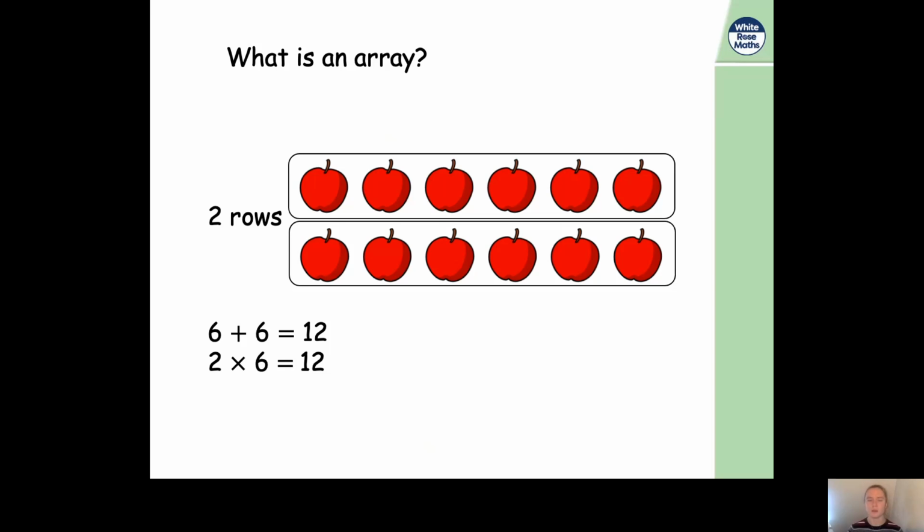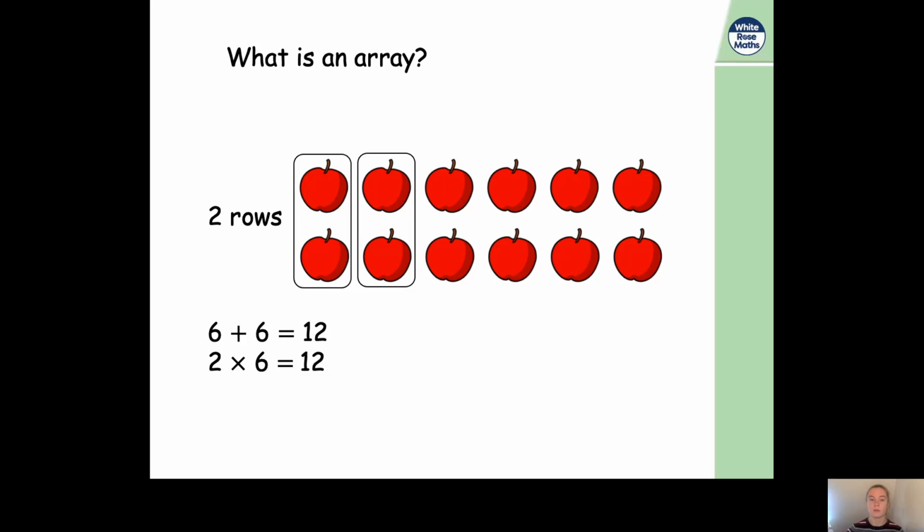Now, what about the columns? How many columns are there? That's right, there are 6 columns. So 1, 2, 3, 4, 5, 6. And how many in each column? Yes, there are 2 apples in each column.